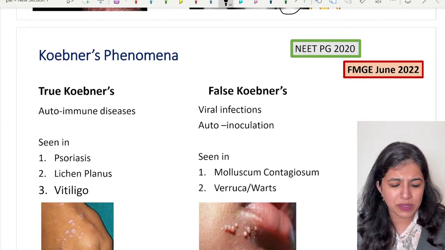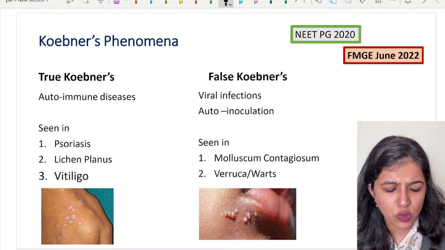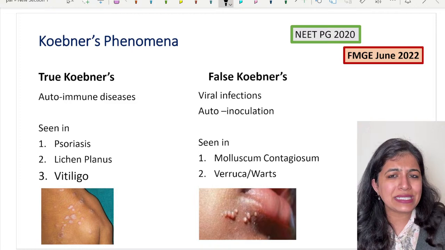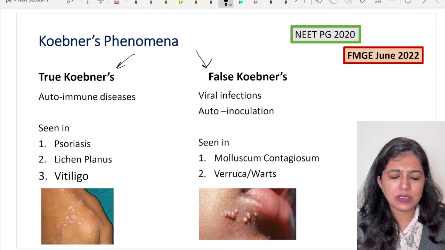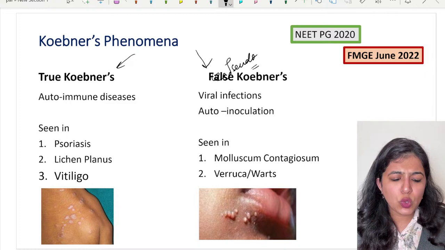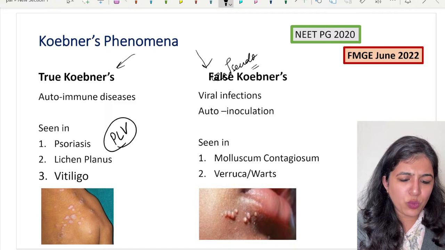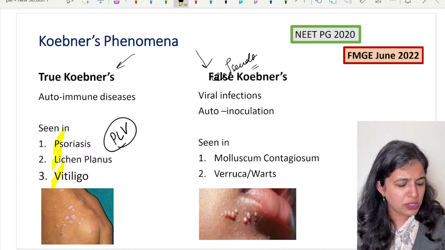Now, this is a phenomenon that we see in psoriasis. It is called as Koebner's phenomenon, where we have new lesions happening at sites of trauma, also called as isomorphic phenomenon. There are two types, true Koebner's and pseudo Koebner's. Instead of false Koebner's, you can also remember pseudo Koebner's here. So true Koebner's, remember my name, Pallavi, P-L-V. So Pallavi stands for psoriasis, lichen planus and vitiligo. So true Koebner's is seen in psoriasis, lichen planus and vitiligo.